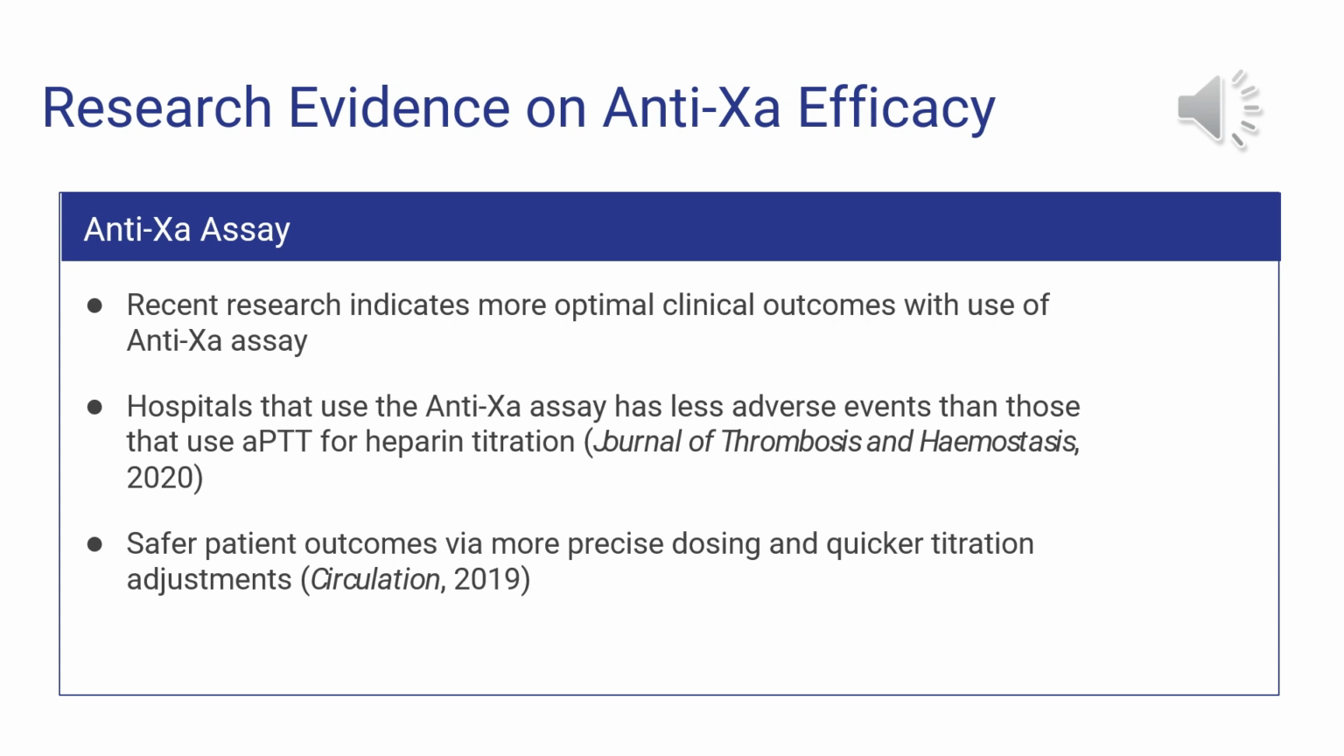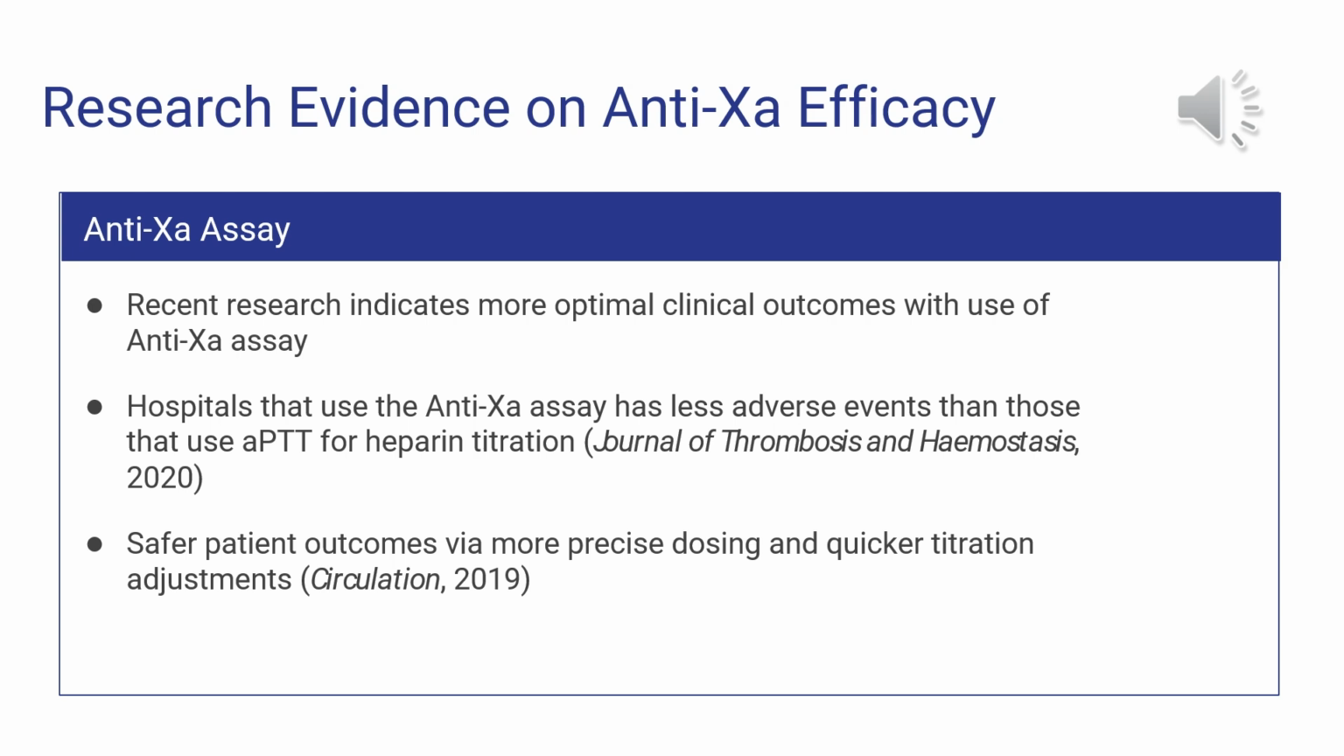Okay, moving on to research evidence when it comes to the anti-Xa assay. Recent studies do suggest that anti-Xa monitoring could offer a more accurate and reliable method for managing heparin therapy. Unlike aPTT, the anti-Xa assay measures the degree to which heparin is inhibiting factor Xa in the blood, providing a more precise assessment of therapeutic levels. Research has shown that anti-Xa assay correlates better with clinical outcomes and offers less variability between patients, making it a potentially superior option for ensuring consistent anticoagulation.